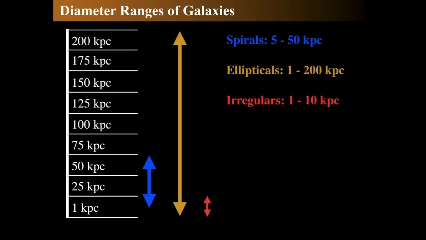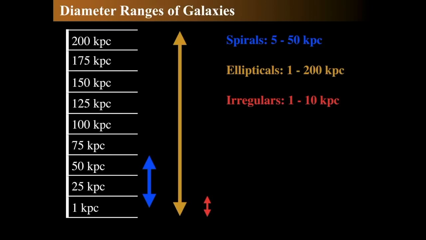And now we think about the diameters of these things, and this is where it gets really dramatic, is that spiral galaxies are on the order of 5 kiloparsecs, or about 15,000 light years, up to about 150,000 light years across, with the Milky Way being about 100,000 light years across. So the Milky Way is on the larger end of the spiral galaxy size.